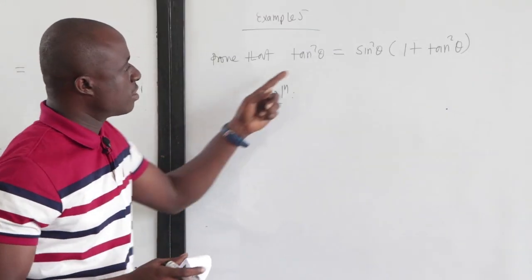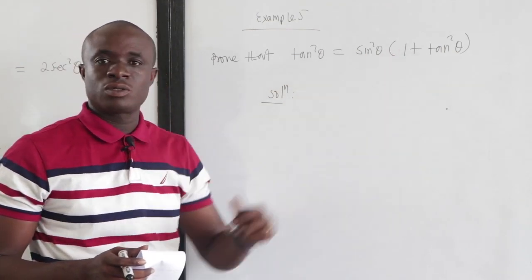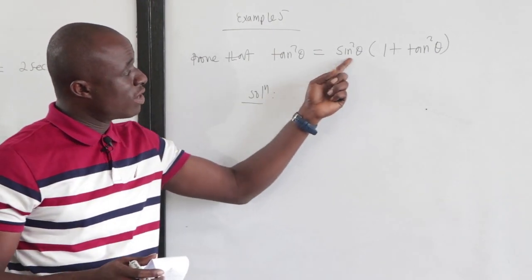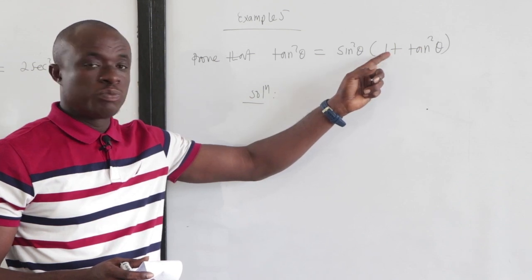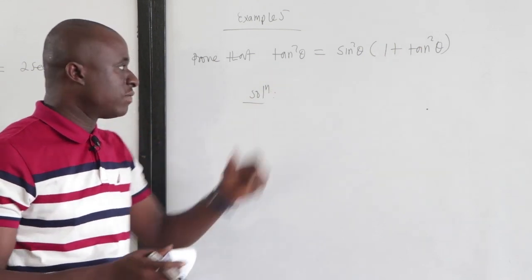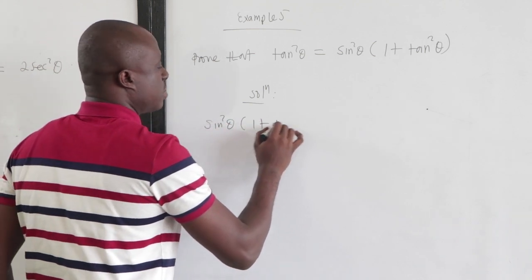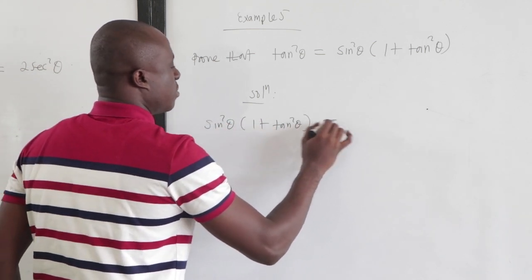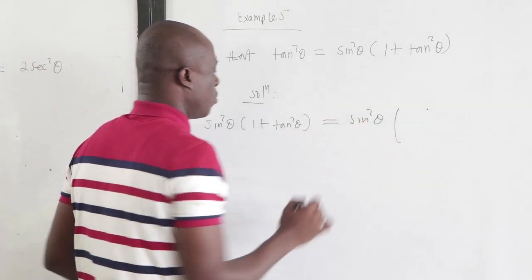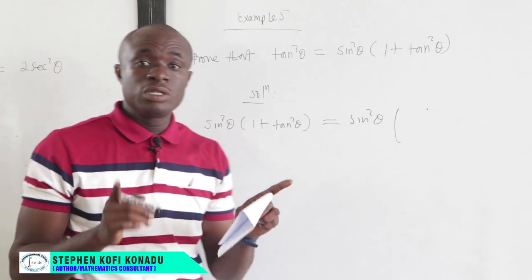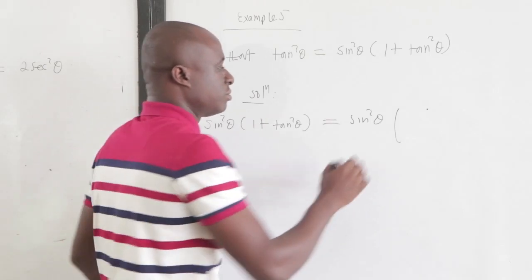We want to show that tan square theta is the same as sine square theta into 1 plus sec square theta. So with this, it is advisable, the complicated part is this. Let's try to see if we'll be able to prove that the right hand side is equal to the left hand side. So we have sine square theta 1 plus tan square theta. And here, so we have our sine square theta. Now, what is 1 plus tan square theta? We were able to deduce that 1 plus tan square theta is the same as sec square theta.